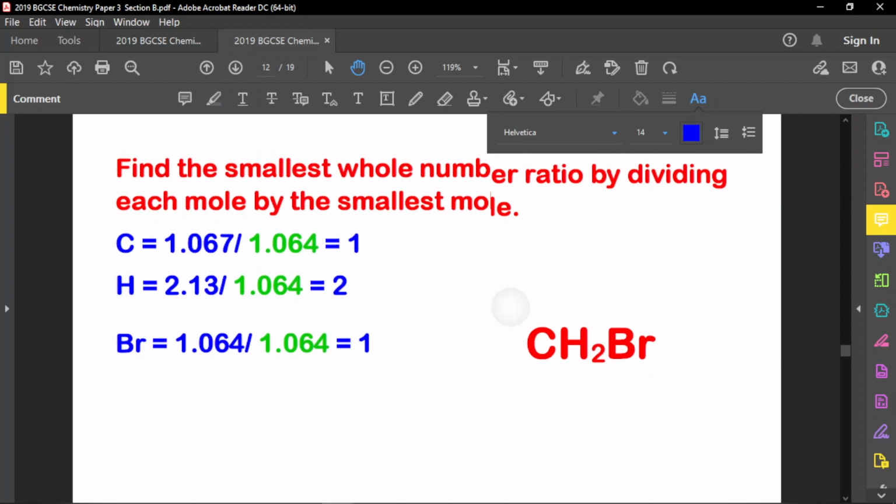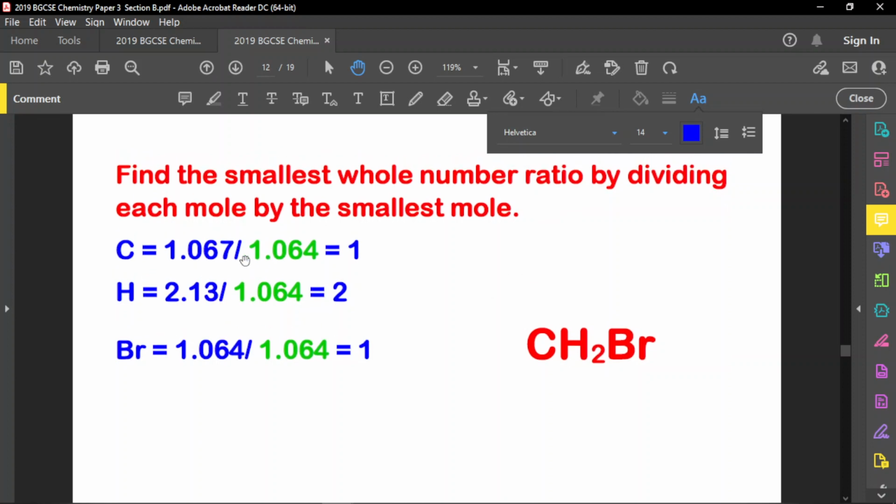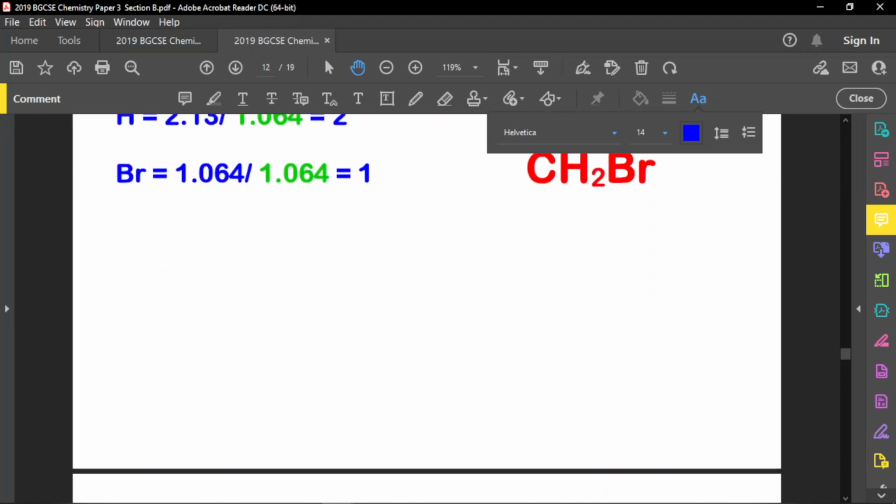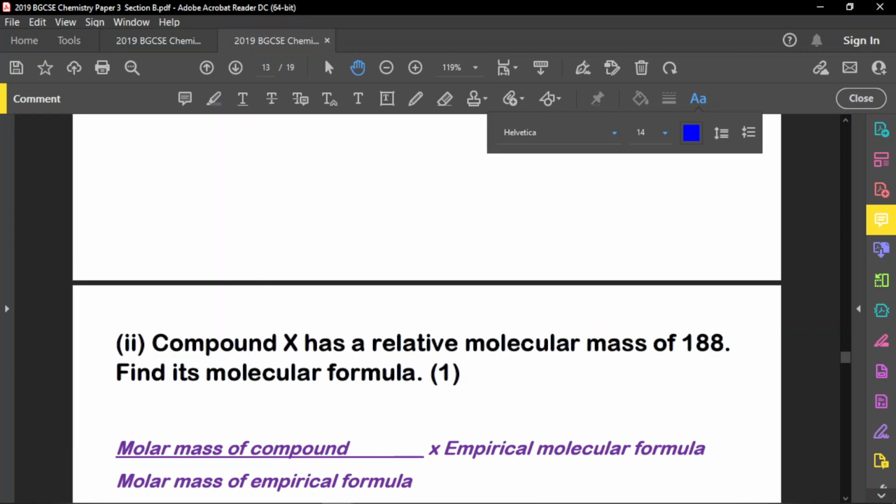And so for carbon, you're going to get a little bit more than 1. It's going to be point something, but it rounds to 1. And then hydrogen is 2. And then if you divide bromine, what you get there is 1 as well. So our empirical formula is CH2Br. Now compound X has a relative molecular mass of 188.